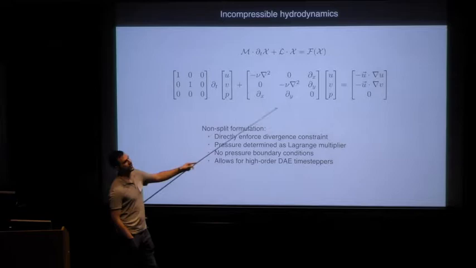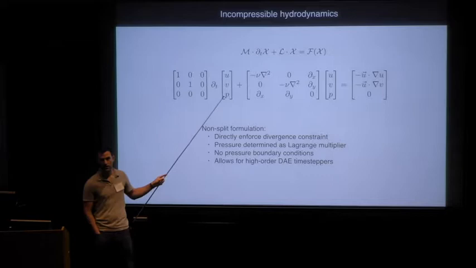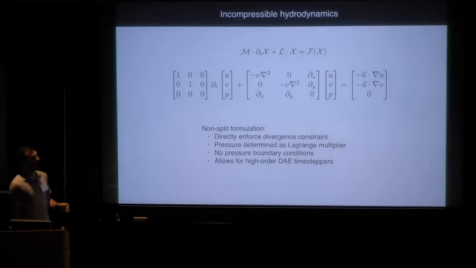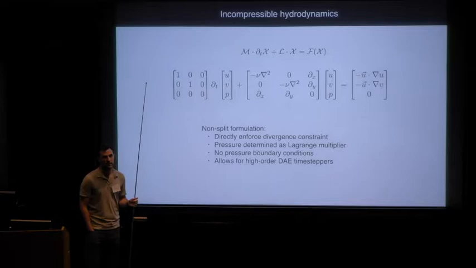You can impose constraints directly alongside your prognostic variables. And without splitting, the implicit method is automatically enforcing those linear constraints, essentially using the pressure as a Lagrange multiplier here. So this lets you basically solve systems like incompressible hydro or other constrained differential algebraic equations with arbitrary order time integrators. So just a quick example of that.